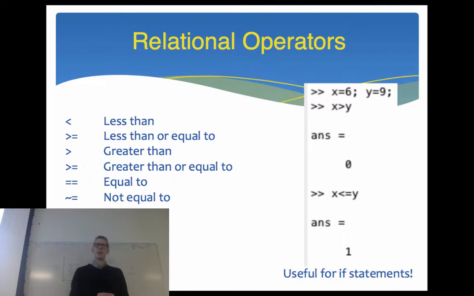If I check whether x is less than or equal to y, that is returning a 1. That is true, because x is less than or equal to y. And that's very useful for when we're working with some of these conditional statements that we'll come across soon, the for loops and if statements. We're going to use these relational operators quite a lot.